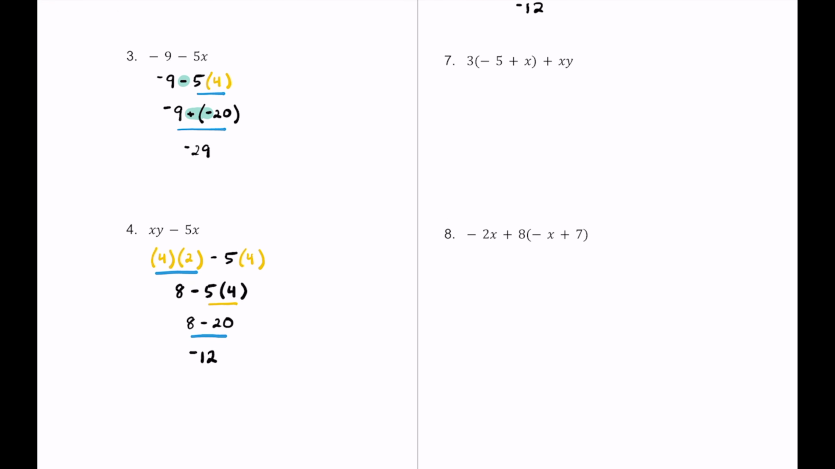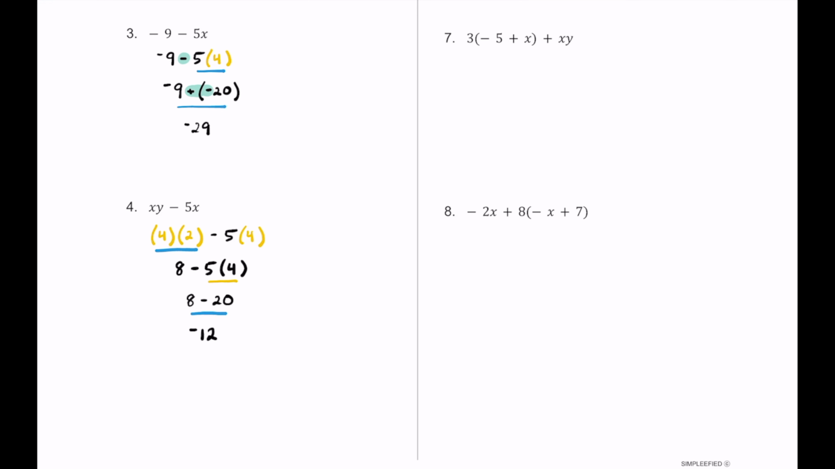All right, for number 7, looks like we have a little bit longer of an expression, and we have a grouping symbol as well. So we have 3 times the quantity of negative 5 plus x plus the product of x and y, or x times y. So let's start with some substitution. So this is going to be 3 times the quantity of negative 5 plus x. Now we know x is equal to 4, so let's go ahead and just write that in. When we make that substitution, it's just good to put those in parentheses. And then we're going to go ahead and add x times y. Now x we said was equal to 4, so it's 4 times y, which is equal to 2.